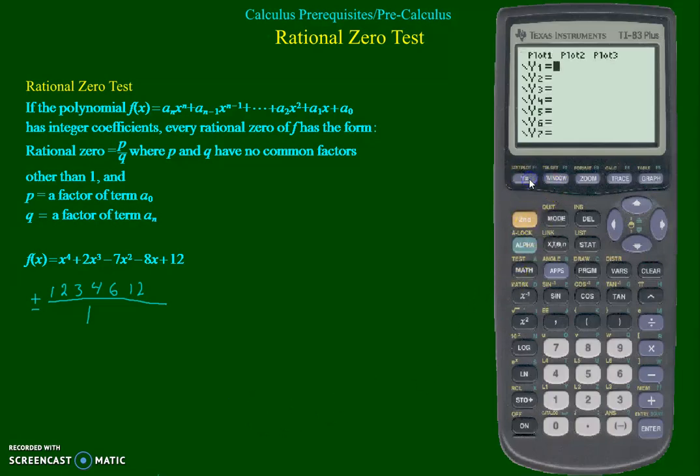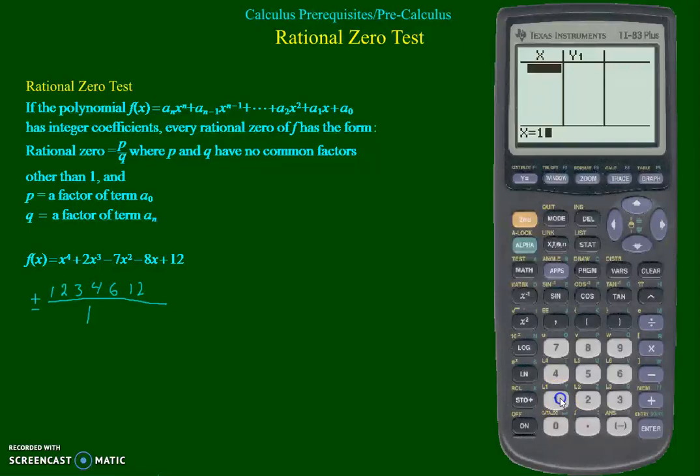Now let's go ahead and enter our polynomial. So it's x to the 4th plus 2x to the 3rd minus 7x squared minus 8x plus 12. Now I could do this manually, but I don't want to waste the time. And if you don't have one of these calculators, then you just have to do that manually. But we're going to change this to ask mode. We're going to go down here and change it so that we can enter in the independent variable manually. And we're going to evaluate this function now at each one of these values.